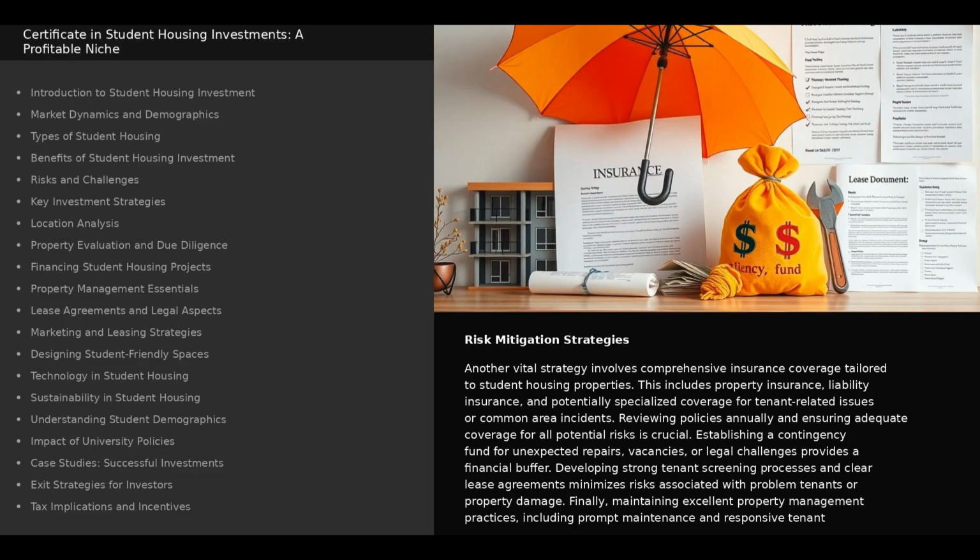Developing strong tenant screening processes and clear lease agreements minimizes risks associated with problem tenants or property damage. Finally, maintaining excellent property management practices, including prompt maintenance and responsive tenant communication, reduces operational risks and fosters a positive living environment, thereby reducing turnover and potential disputes. A multi-layered approach to risk mitigation creates a more secure investment.